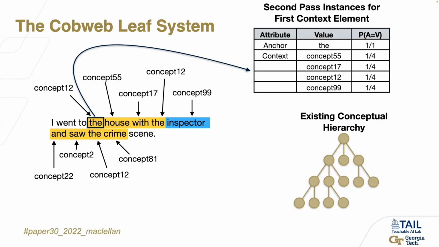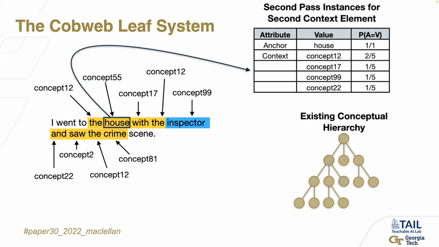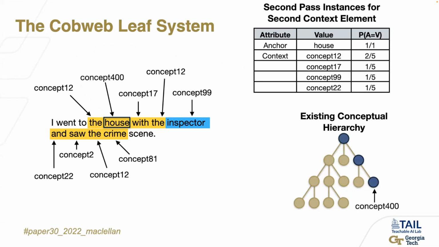So in this case, since we're at the edge of the window, we only have 4 concept elements that appear within the window. So we have concept 55, 17, 12, and 99. We sort it down the tree. And in this case, we end up at concept 12. So actually the label for the word doesn't change, but it might, depending on the context. So maybe here in house, we create another instance using the concepts around it as the context. We sort it down the tree, and maybe now the concept is just slightly different than it was before.